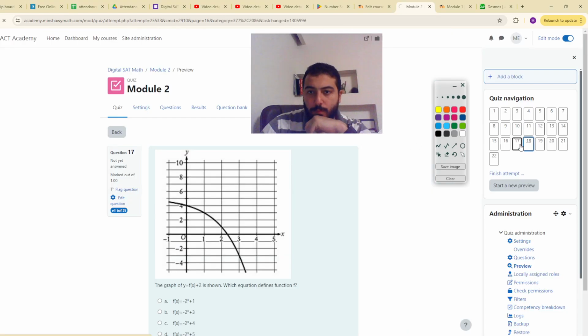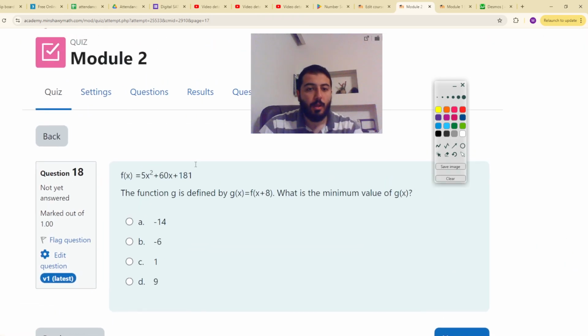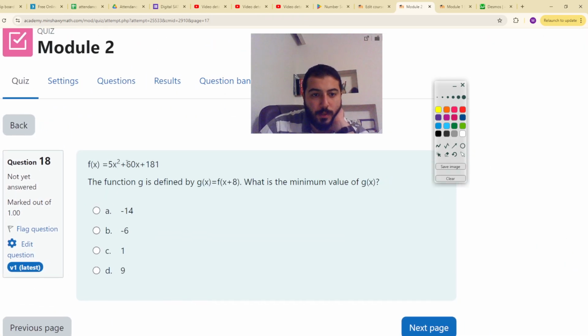Question 18. f of x equals 5x power 2 plus 60x plus 181. This is a quadratic equation. And he gave us another function, g of x. It is the same as f of x, but after translating it 8 units to the left, so we replace each x by x plus 8. What is the minimum value of g of x?